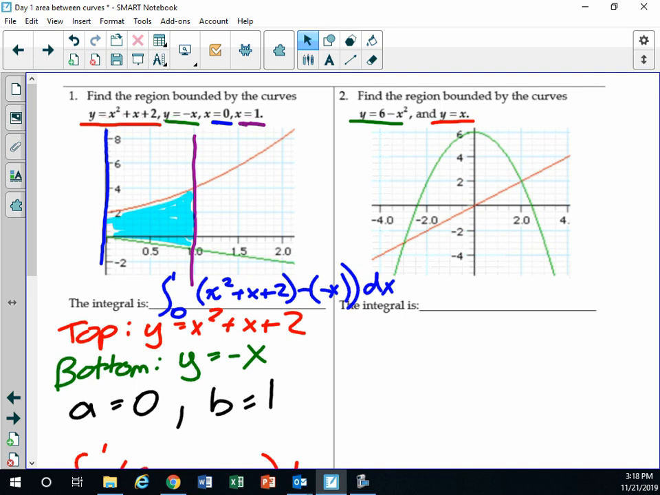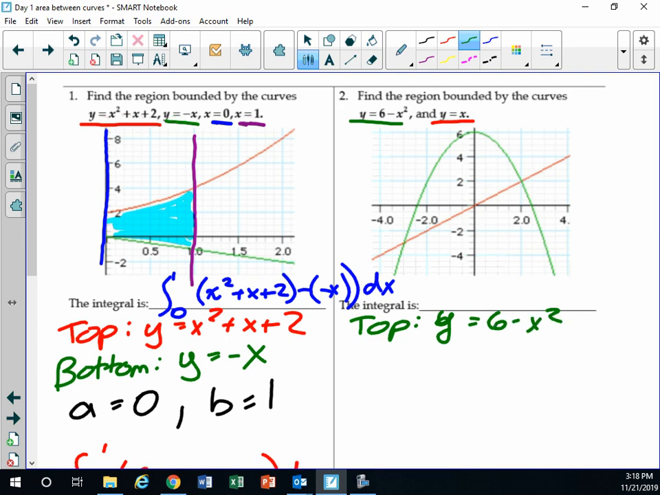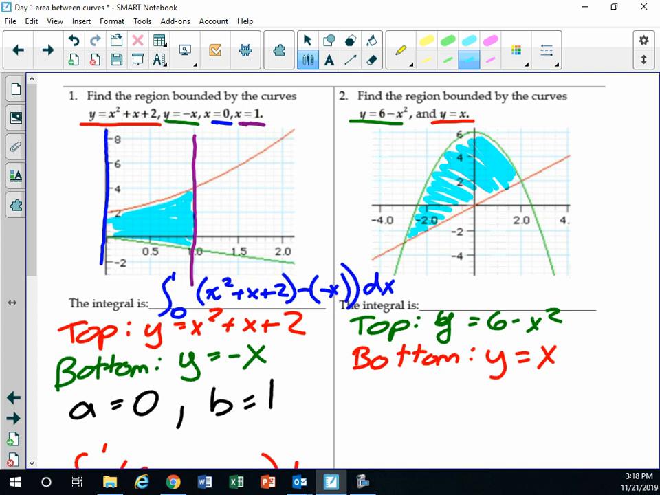Here's the issue. I can obviously see what top and bottom are, but I don't actually know what the A and B are. So let's talk about how to find those. I'm going to do it 2 different ways. So I'm going to first mark that the top, in this case, is going to be the green, which is y equals 6 minus x squared. And the bottom is going to be the red, which is y equals x. If I want the area between the two curves, you'll notice that this is the area that I'm talking about. This is all this area right here.